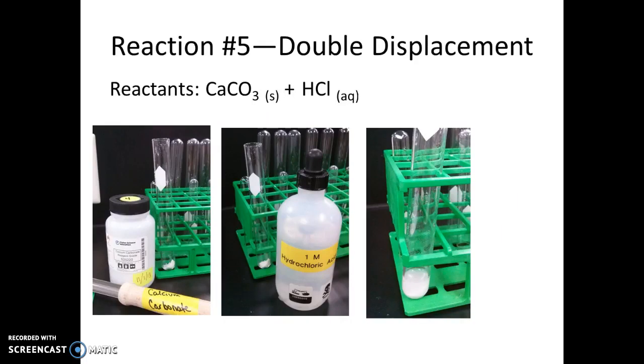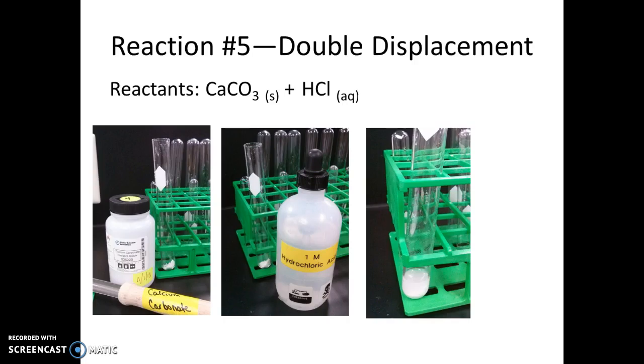Your next reaction, reaction number 5, is a double displacement reaction. This is a special type of double displacement reaction because it's one that forms a gas. Your two reactants here are calcium carbonate, which is a solid. You don't need to weigh out the calcium carbonate precisely, but you just need a small scoop of it, about the size of a jelly bean again. There'll be a scooper in the lab together with the calcium carbonate, and you'll start by putting a small scoop of the calcium carbonate in your test tube.